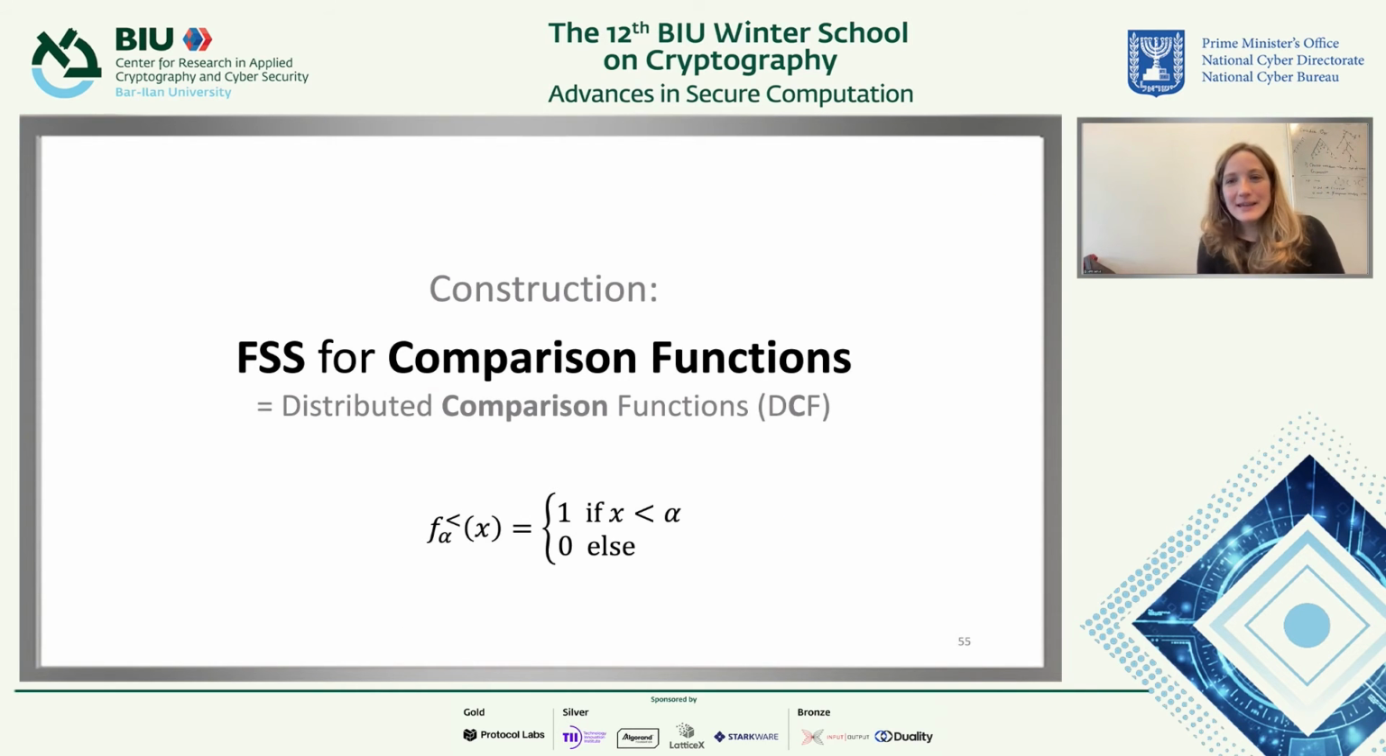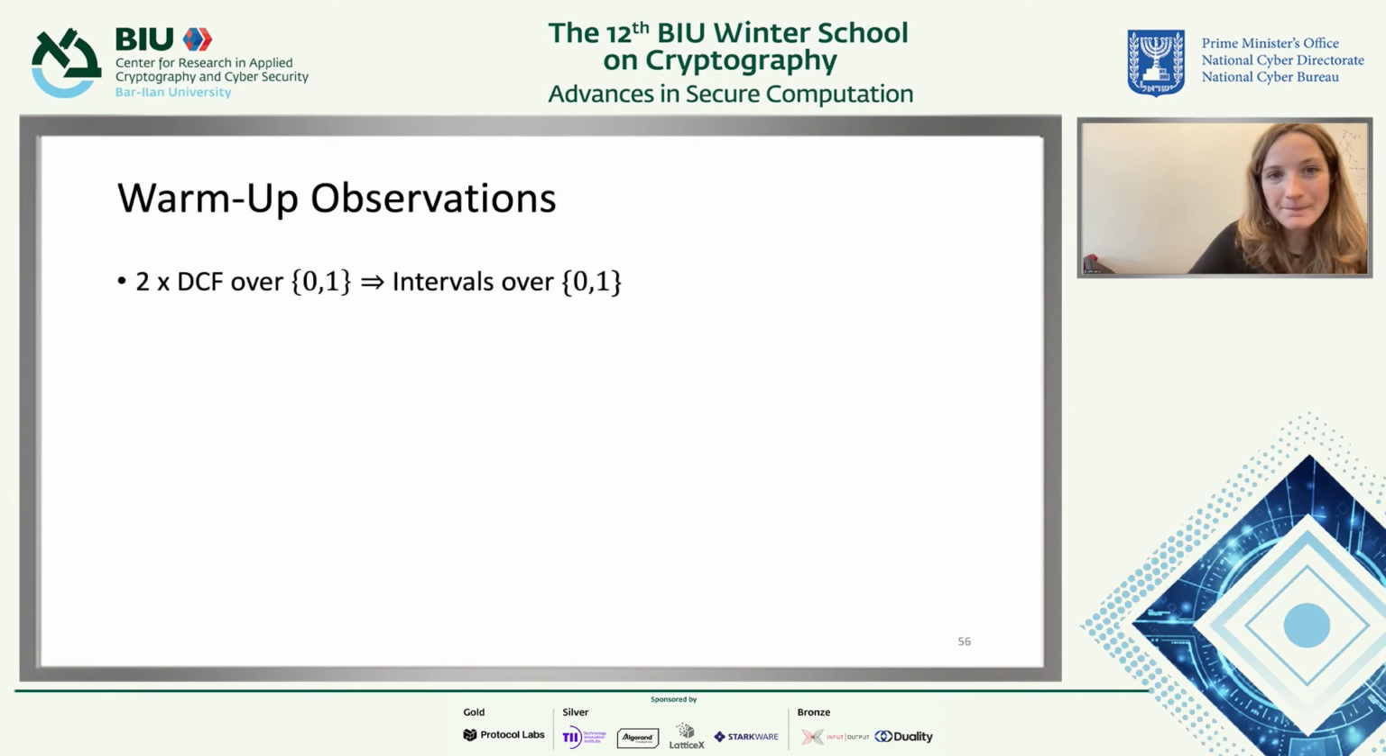I do want to at least give you some of the insights about how to extend this construction for a different class of functions that, instead of point functions, I'm going to call comparison functions. You can think about the input space as totally ordered, for example, viewing your bit string as a number. This function is going to evaluate to 1 for everything less than alpha and 0 otherwise. I'm also going to refer to these: DPF is distributed point function and DCF is distributed comparison function.